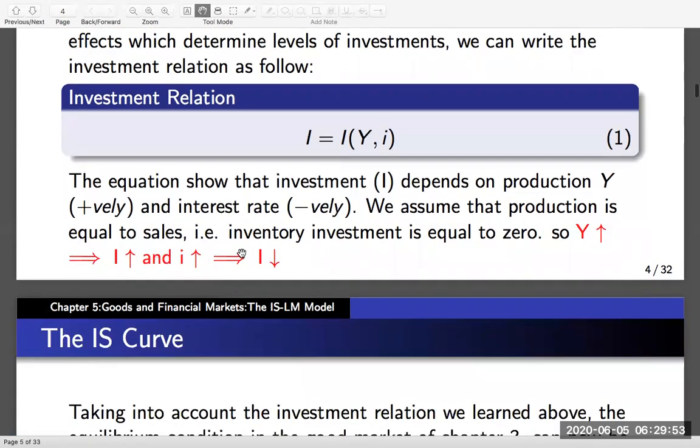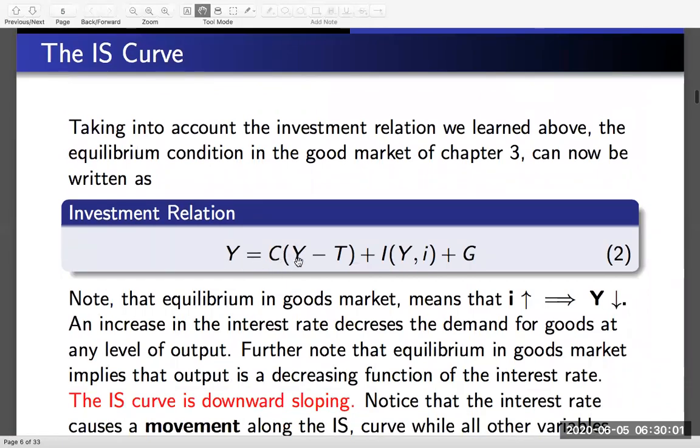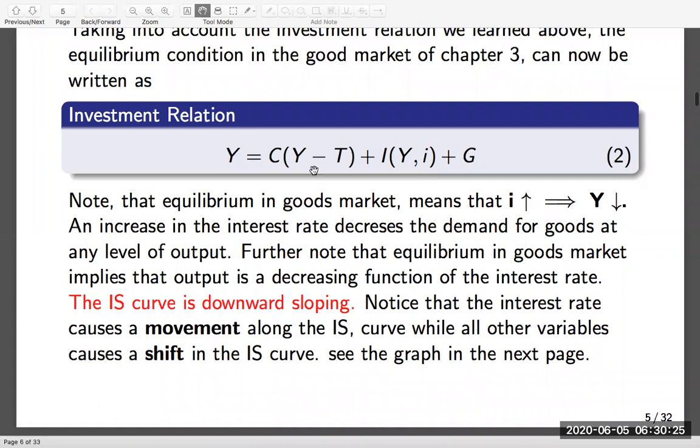Now I wrote it here for simplicity. So taking into account the investment relation we learned above, now our equation changes. So it becomes Y is equal to C, which is your disposable income, plus I. Note that equilibrium in the goods market means that if you increase interest rate, your output decreases. So an increase in interest rate decreases the demand for goods at any level of output, because of course interest rate has a negative impact on your investment, which means your output will fall. So you see now consumption and investment are all endogenous. Why? Because they are all functions of Y.